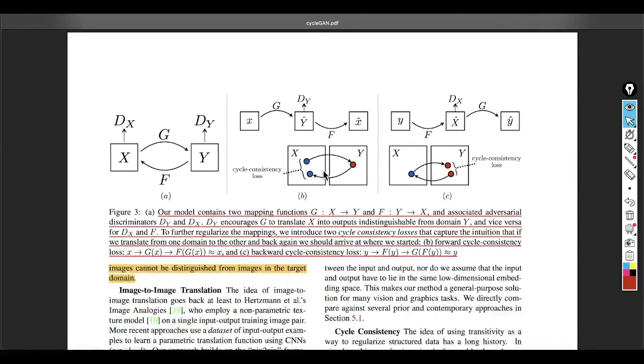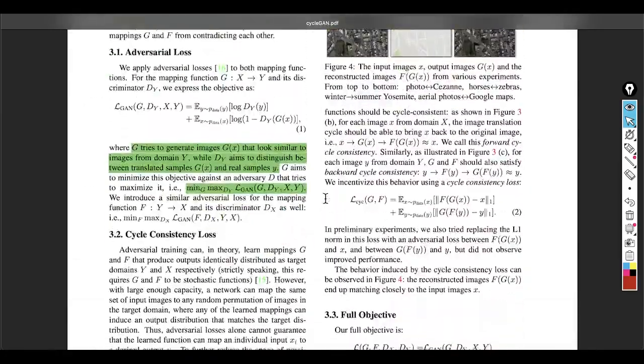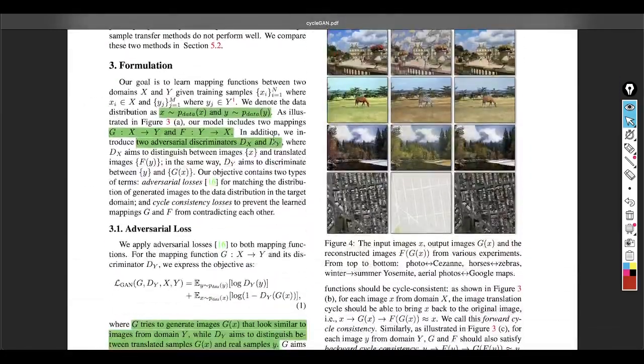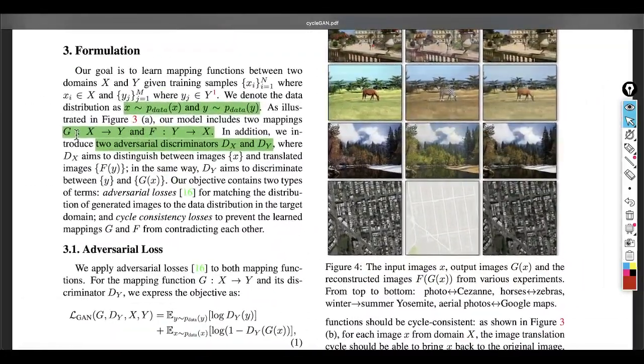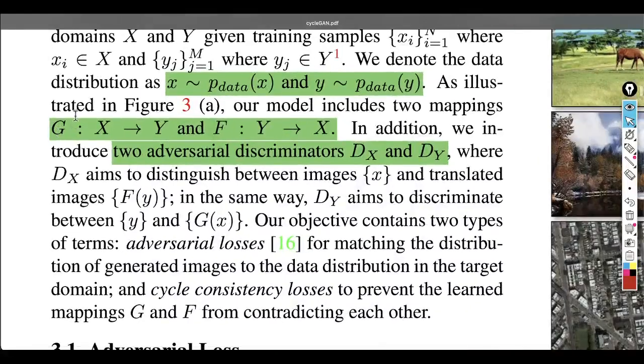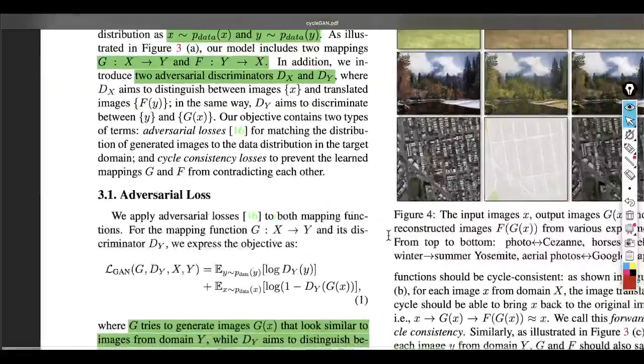So this was about the architecture, and moving ahead, we have already discussed the cycle consistency and the formulation. As you can see here, with the help of generator G we are mapping X onto Y, and with the help of generator F we are mapping Y back to X. And we have two adversarial discriminators here, Dx and Dy. So this was about the formulation.